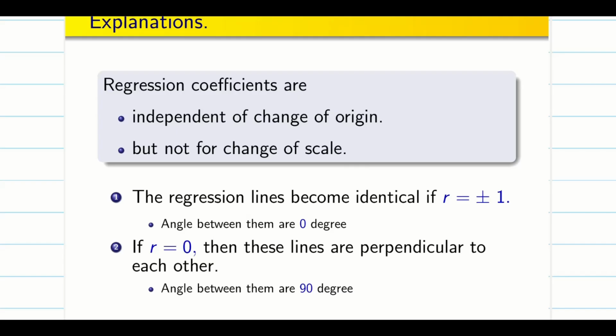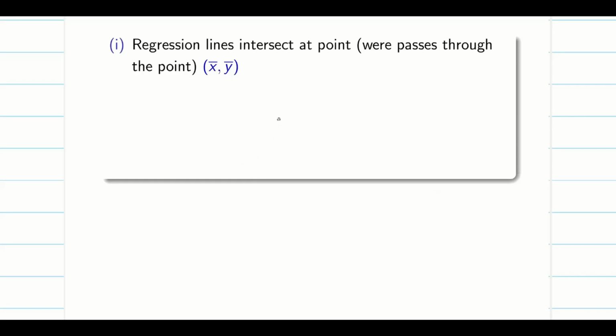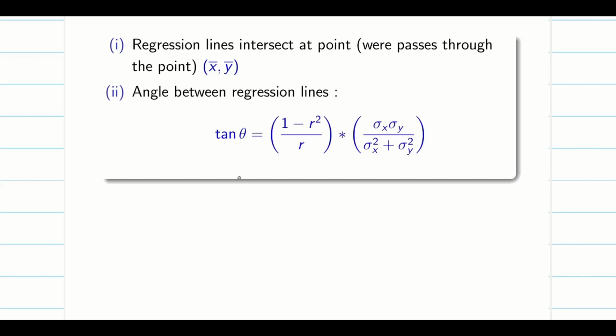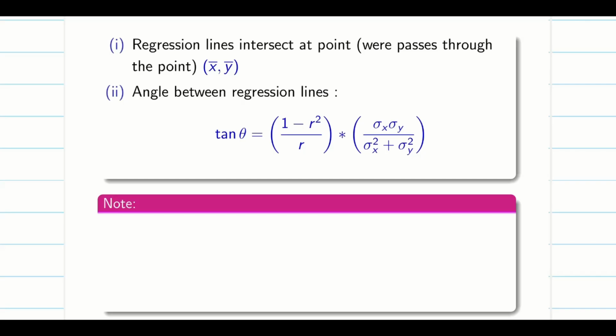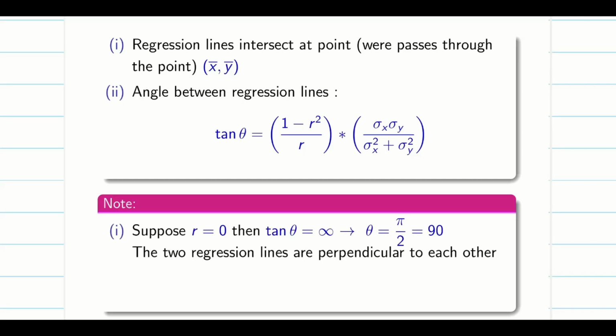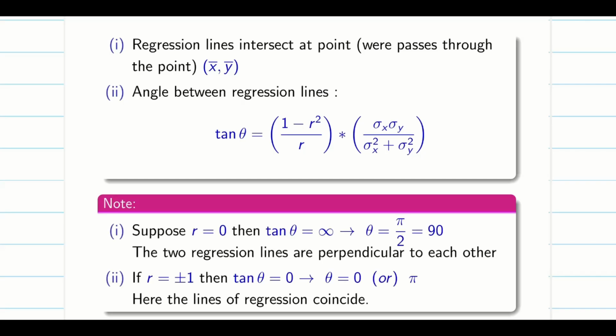Now we go for some properties which we are going to use for problem solving. The regression lines always pass through the mean point, x bar comma y bar. The angle between these two lines is given by tan theta equal to (1 minus r square) by r, into sigma x sigma y divided by (sigma x square plus sigma y square). So these things we are going to use for MCQ purposes.